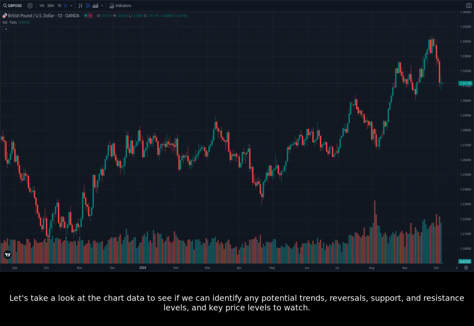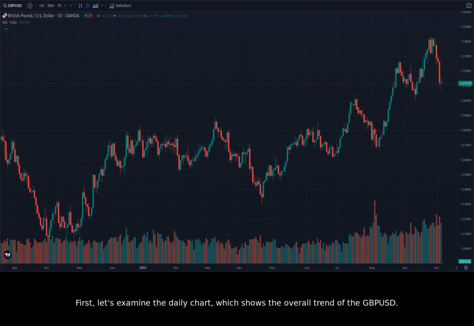Let's take a look at the chart data to see if we can identify any potential trends, reversals, support and resistance levels, and key price levels to watch. First, let's examine the daily chart, which shows the overall trend of the GBPUSD.